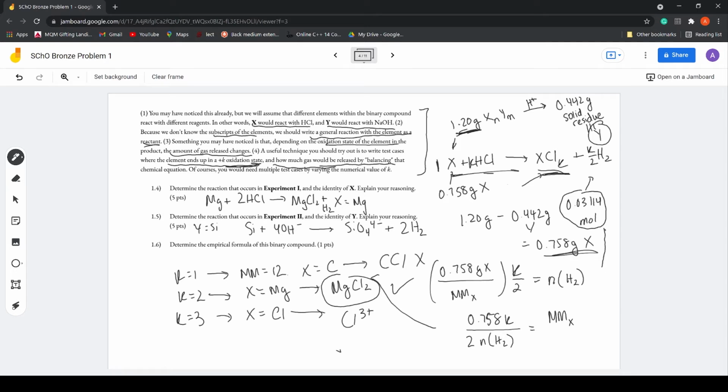Okay, cool. So that should make sense. And now we want to go to the next question. This is so 1.5 and 1.4 we just did. We wrote the reactions, and we found the identities of X and Y. The next question is: determine the empirical formula of the binary compound. So how can we do this? Well, if we look at the first experiment, we know we have 1.2 grams of our compound and 0.442 grams of solid residue. So let's look at that.